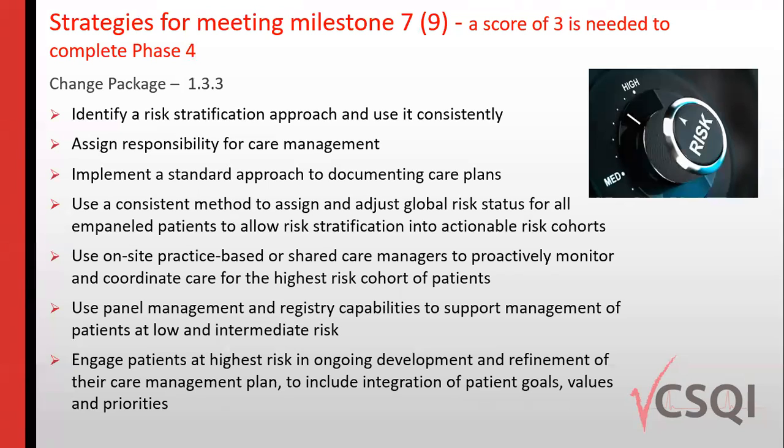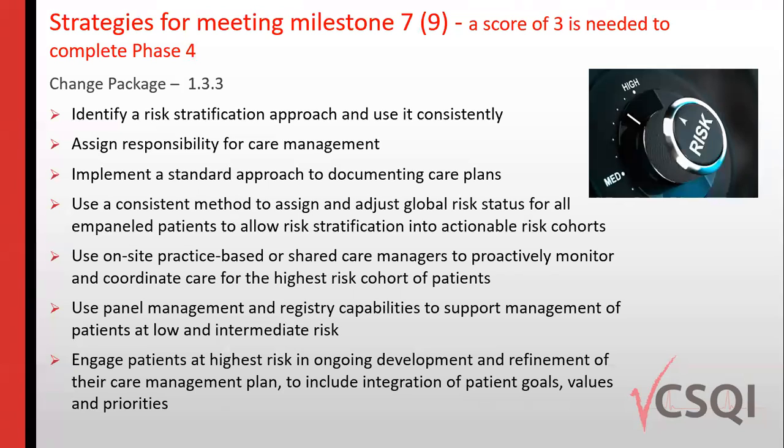milestones as well. And then engaging patients at the highest risk in ongoing development and refinement of their care management plan. And here you want to integrate their goals, values, and priorities. So this hopefully sounds a little familiar to you as one of the person and family engagement metrics where we talk about patient activation, getting the patient to a level where they know about their condition, they're engaged, and they're taking on managing their health in a way that optimizes their outcomes of care.